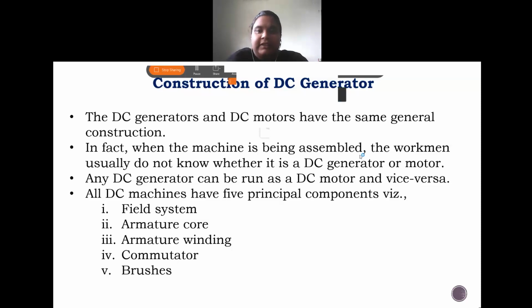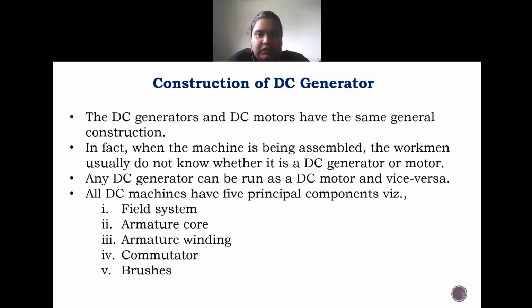Construction wise, a DC generator and a DC motor have the same construction, and how we use it depends upon the conditions, what inputs we are giving, and what outputs we are taking. So either way, the construction is constant.